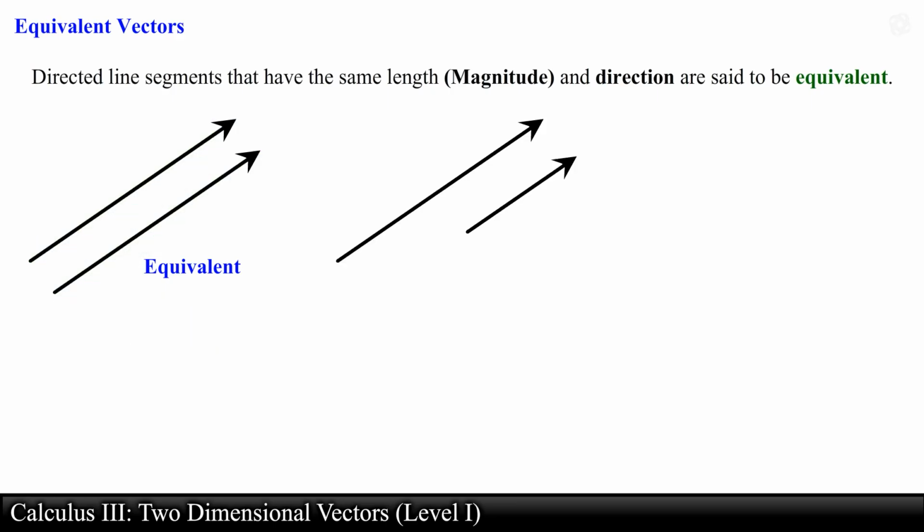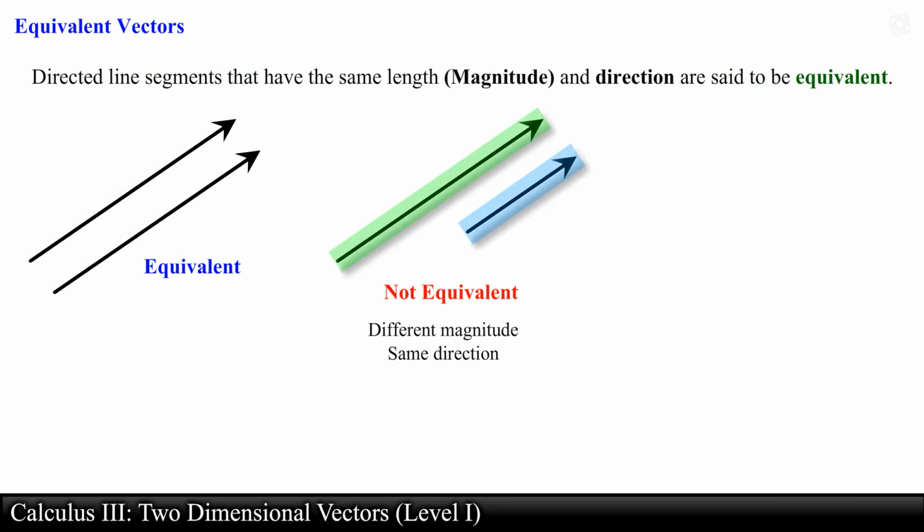On the other hand, the following two vectors are not equivalent vectors, because one vector is longer than the second vector. In other words, the first vector has a greater magnitude compared to the second vector. Notice that both vectors are pointing in the same direction. Although they share this common characteristic, they are not considered to be equivalent vectors, because both the magnitude and direction need to be the same.